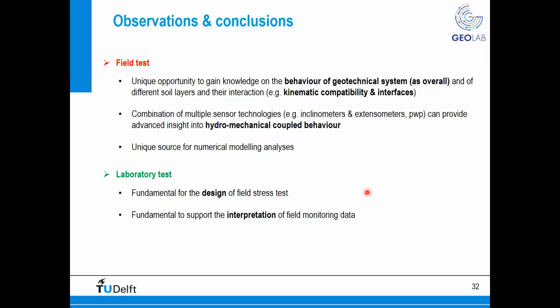But at the same time, a field test must always be accompanied by laboratory tests. And in particular, laboratory tests are fundamental for not only designing the stress test itself, but also to understand and interpret the field monitoring data.